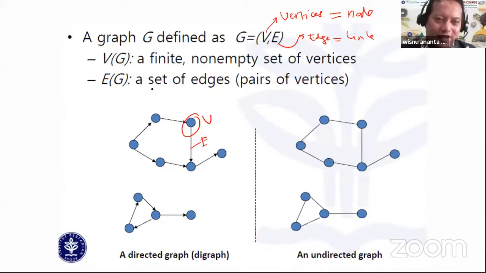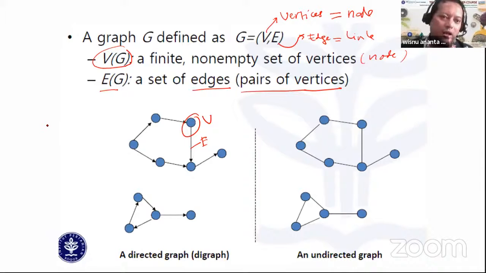So if we mention V(G), this is a nonempty set of vertices or nodes. I write E(G), a set of pairs of vertices. So each link should be connected to two nodes. Yeah, sorry, each link should be connected to two nodes.